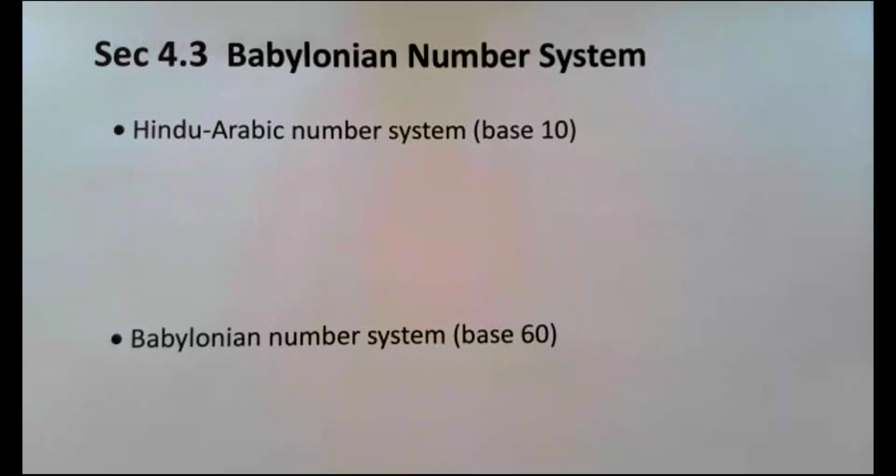The Hindu-Arabic number system, which is the system that we use right now, has a base 10 number system. We will talk in a minute a little bit more about what that means exactly. The ancient Babylonians used what we call a base 60 number system. And we will discuss what that means also.